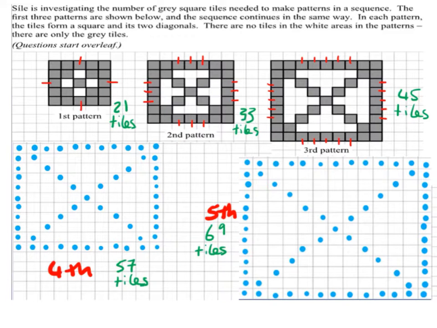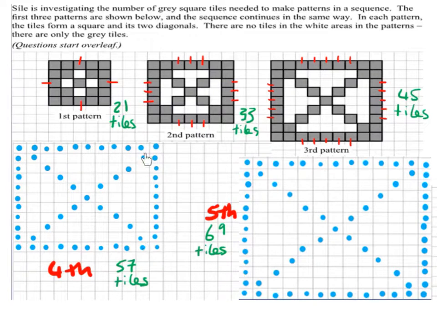Well, I'm going to start by drawing out the 4th and 5th pattern. So if we have a look, in pattern 1 we had 5 squares across and 5 squares down. In pattern 2, we had 7 squares across and 7 squares down. In pattern 3, we have 9 squares across and 9 squares down. So in the next pattern, we're going to have 11 squares across, 11 squares down. And then the 5th pattern, we're going to have 13 squares across and 13 squares down.